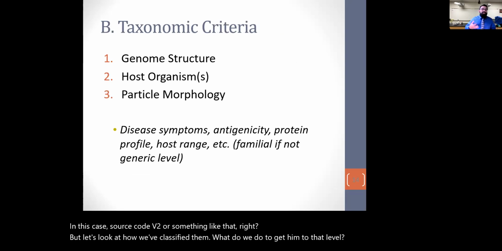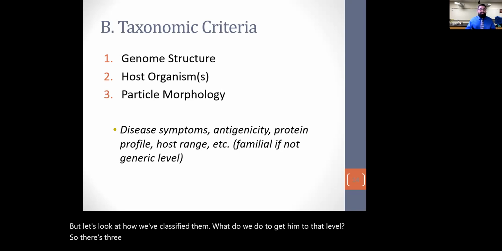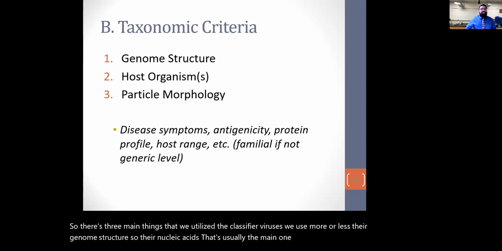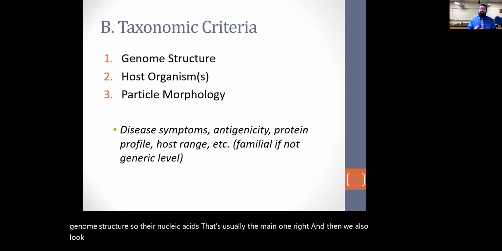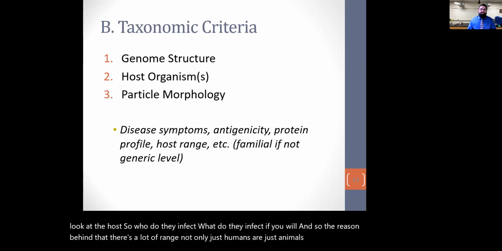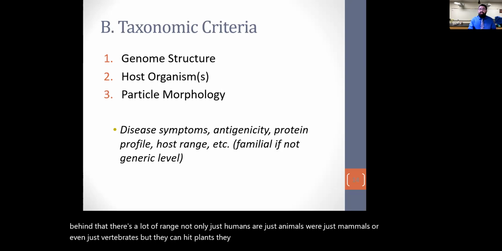So there are three main things that we utilize to classify our viruses. We use more or less their genome structure, so their nucleic acids, that's usually the main one. And then we also look at the host, so who do they infect, what do they infect, if you will. And the reason behind it is there's a lot of range, not only just humans or just animals or just mammals or even just vertebrates, but they can hit plants, they can hit mushrooms, they can hit across the board, they can hit bacteria, they can jump between them, as we're learning very recently.